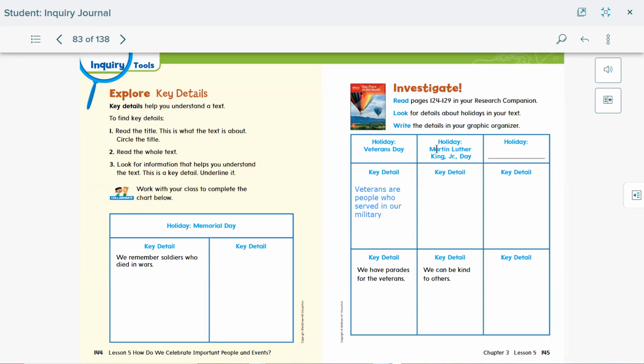Okay, the second holiday we have is Martin Luther King Jr. And we have this day, we can be kind to others. Let's try something else. We can say that Dr. King wanted all people to have the same rights. Remember? All people to have the same rights.